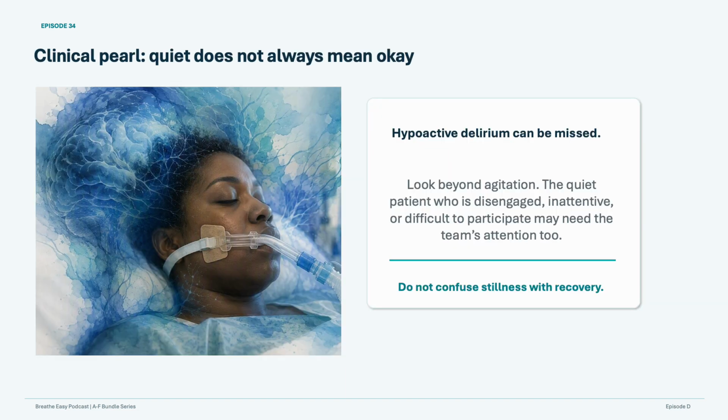This is a clinical pearl for the episode. One of the most common misconceptions in critical care is that a calm patient must be doing well, and a patient who's quiet, disengaged, inattentive, or hard to arouse may be experiencing hypoactive delirium. Hyperactive delirium gets attention because the patient may be pulling at tubes or trying to climb out of bed. Hypoactive delirium can be overlooked because the patient seems so calm. So don't confuse the stillness with recovery.